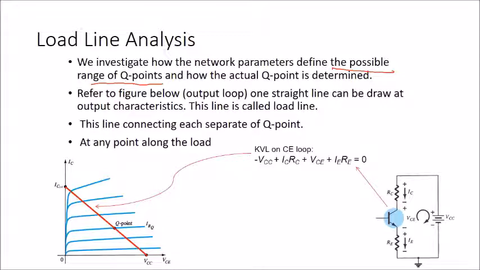So for the load line analysis, we need to find the line, which I draw here using the red line. You have to know the value of IC saturation, and also the value of VCC. How to find the values? Since this is the output, if you still remember, the CE loop represents the output voltage. So we need to use KVL on the CE loop.